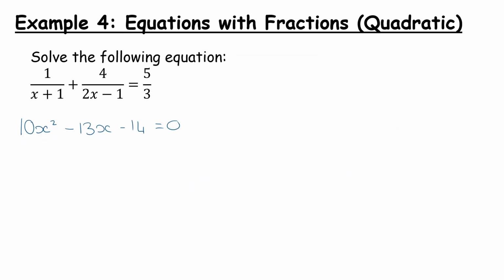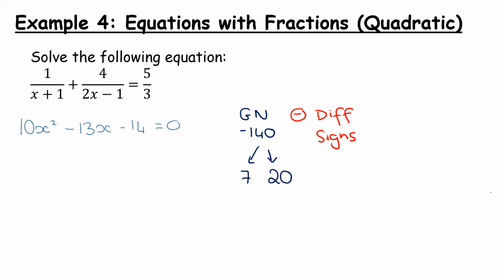So using guide number, my guide number is the first coefficient, the 10, by the constant at the end, minus 14, which gives me minus 140. The minus means that they're going to have different signs. So I'm going to have one positive, one negative, which effectively means that they're going to subtract to get me that number. So, you know, obviously 14 by 10, they're going to subtract to give a 4, either positive or negative. So if I do 7 by 20, that'll give me my 13. I want a negative 13, so it's going to be a plus 7 and a minus 20.